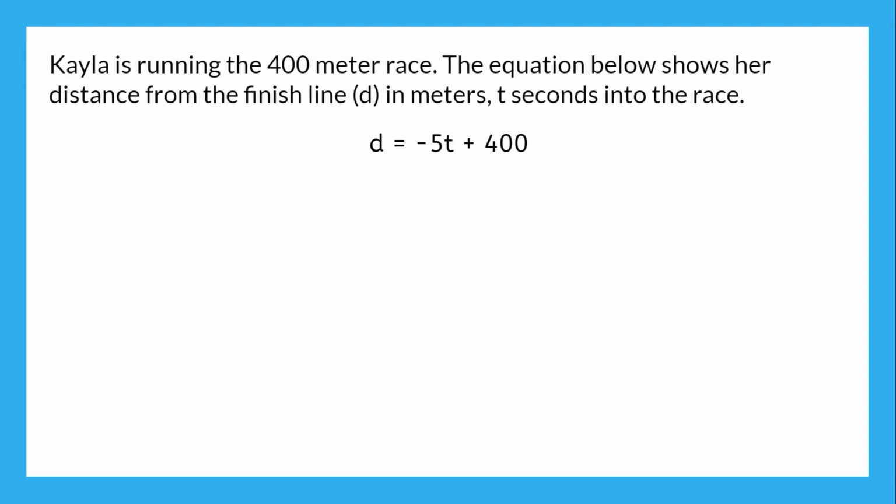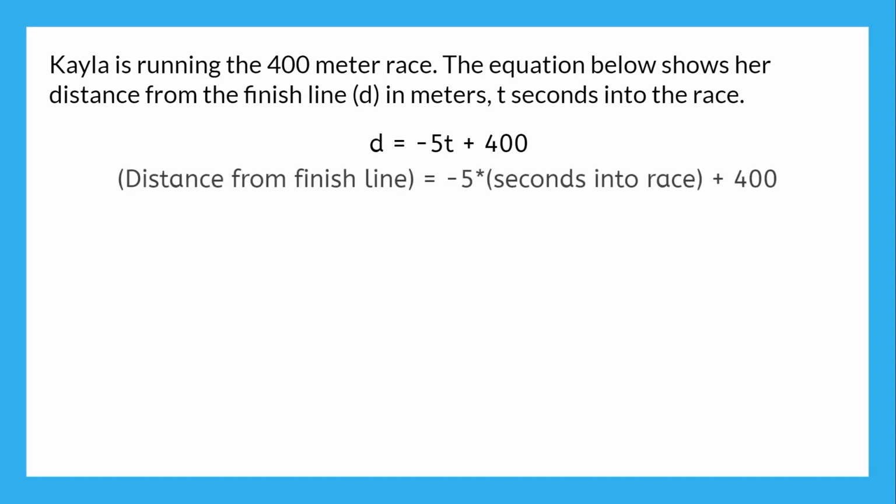Kayla is running the 400-meter race, and the equation shows her distance from the finish line after some amount of seconds. If we define the variables, then the equation says that her distance from the finish line is equal to -5 times the number of seconds into the race plus 400.